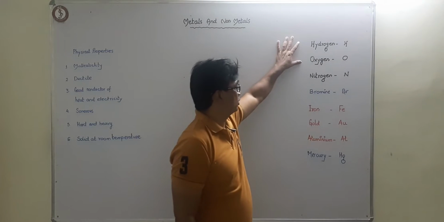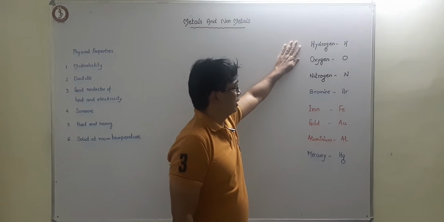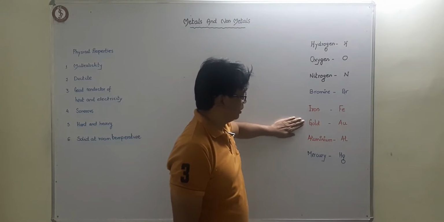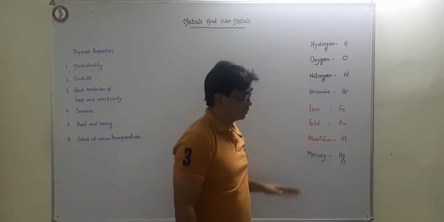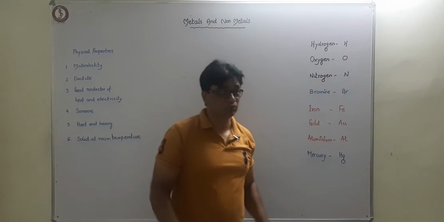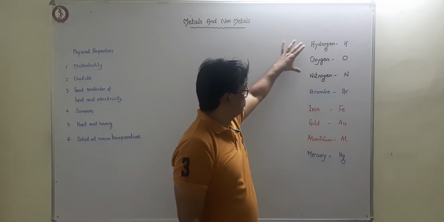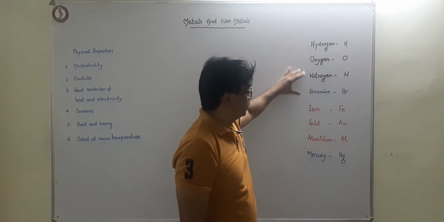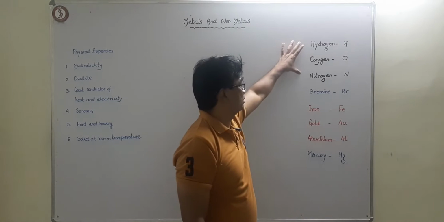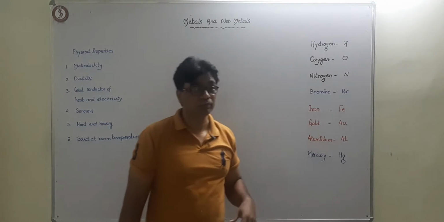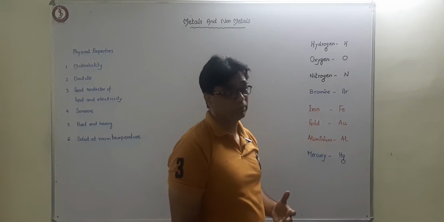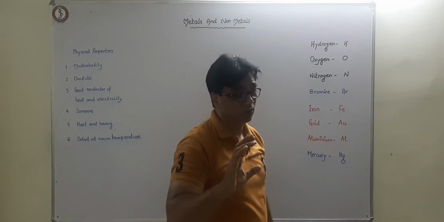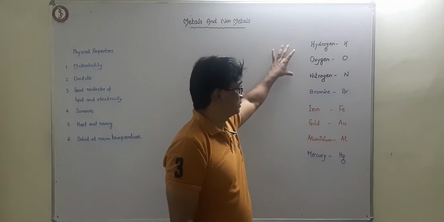So I've written a few elements with their symbols: hydrogen H, oxygen O, nitrogen N, bromine Br, iron Fe, gold Au, aluminium, and mercury. In your 7th basic chemistry, you studied about symbols. Now see these black ones, hydrogen, oxygen, and nitrogen, I have written in black. They are non-metals. Bromine is also a non-metal, but see here, they are gaseous. Bromine is the only liquid non-metal. There are some solid non-metals also. So non-metals can be solid, liquid, or gas. There is only one liquid, however, bromine. Some are gases and some are solids.